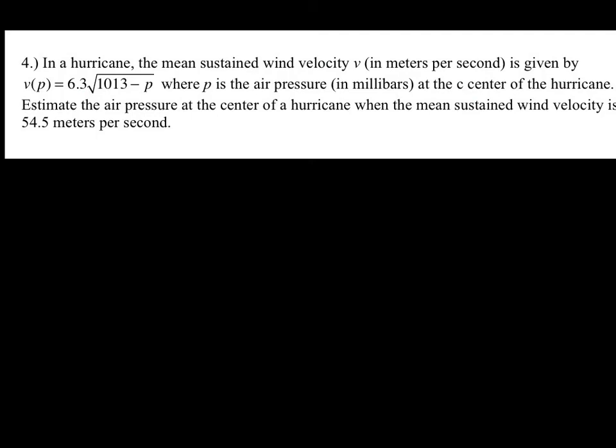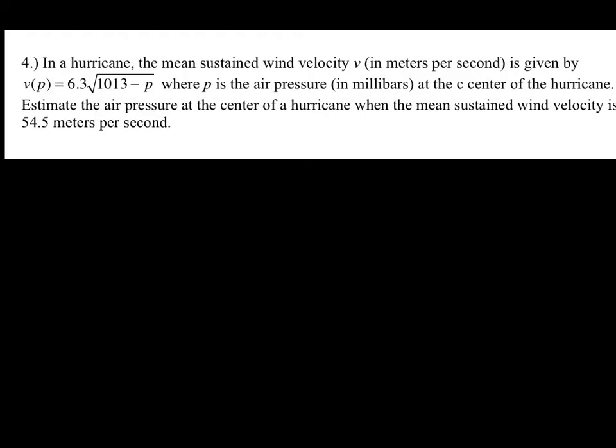So this is example 4, and it says in a hurricane, the mean sustained wind velocity v in meters per second is given by this equation. So the velocity of pressure equals 6.3 times the square root of 1013 minus p. So they give you the function. And they're saying P is the air pressure in millibars at the center of the hurricane. So estimate P at the center of a hurricane when the mean sustained wind velocity is 54.5 meters per second.